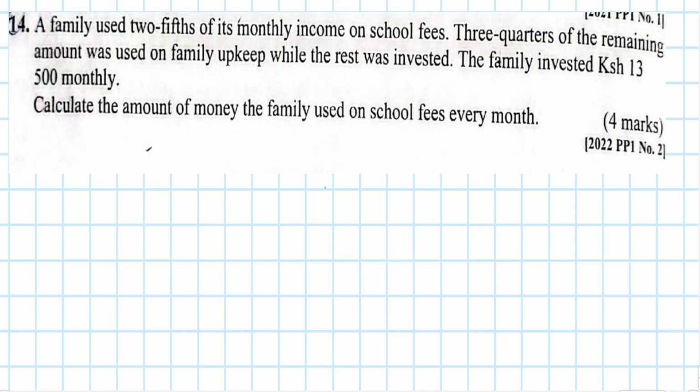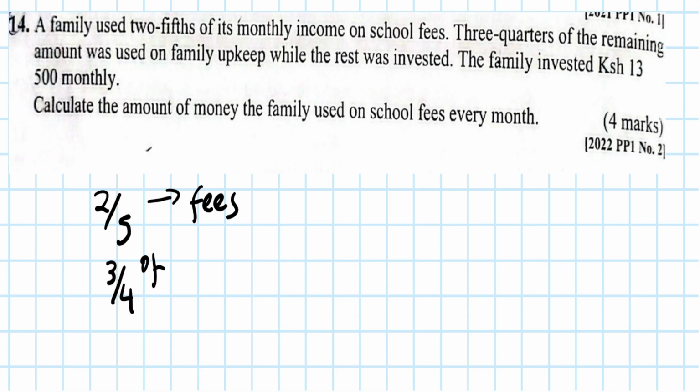Now, a family used 2/5 of its monthly income on school fees. Then 3/4 of the remaining amount was used on family upkeep, while the rest was invested.